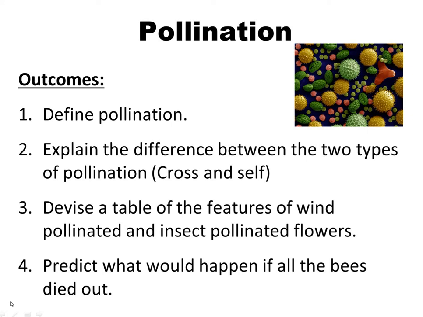Pollination. Define pollination. Explain the difference between the two types of pollination, cross and self-pollination. Devise a table of the features of wind-pollinated and insect-pollinated flowers, and predict what would happen if all the bees died out.